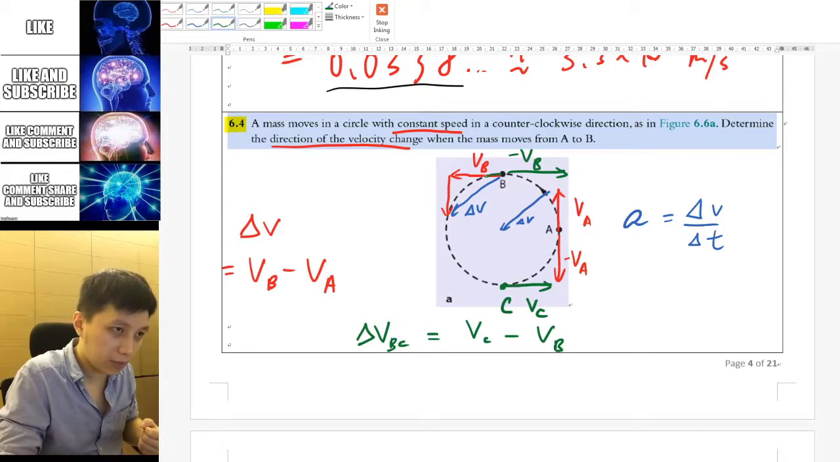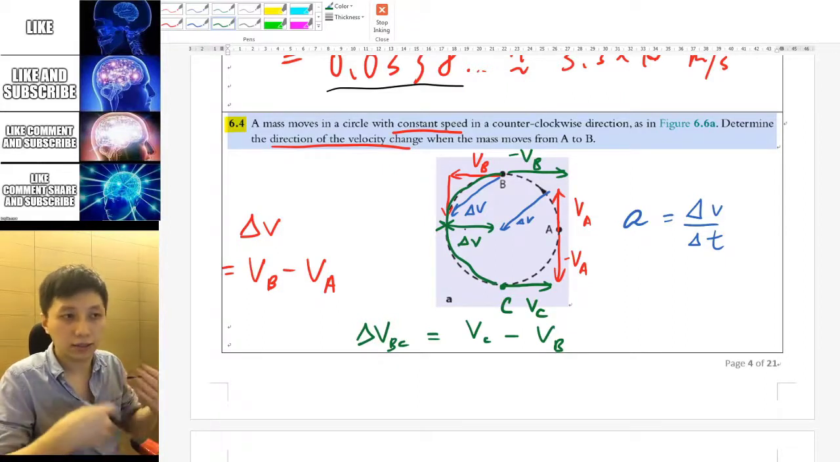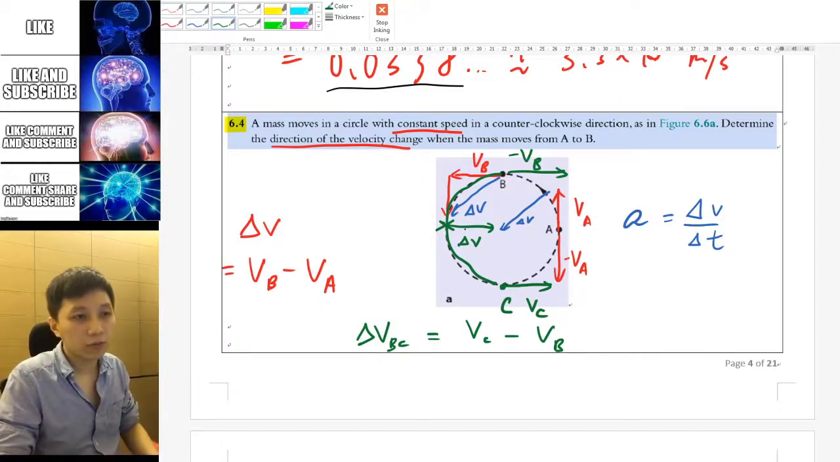And across B to C in this arc, the midpoint is right here as well. So the delta V will be right here as well. So the direction will still match.